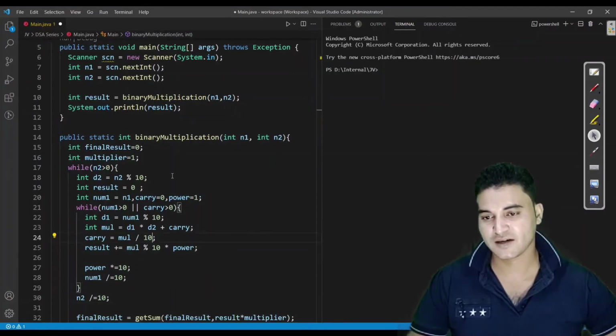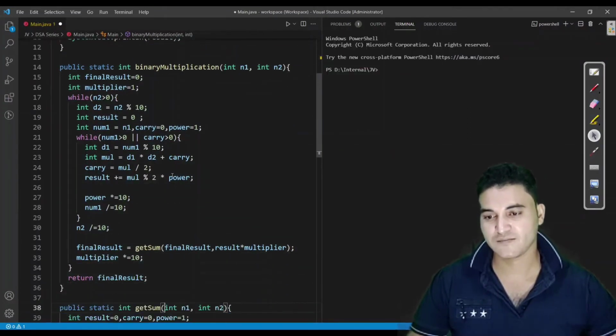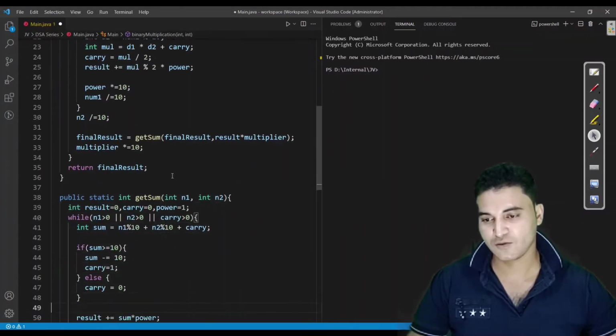While getting the carry, you have to divide by 2. Also, while taking the remainder of multiplication, you have to take the remainder with 2. This is the only difference, and we are done with the multiplication. And in the end, you have to add those two numbers also.